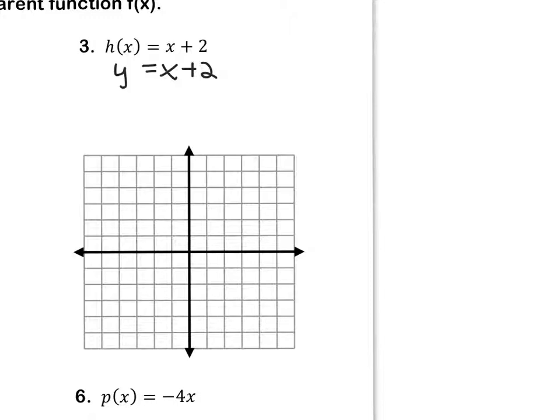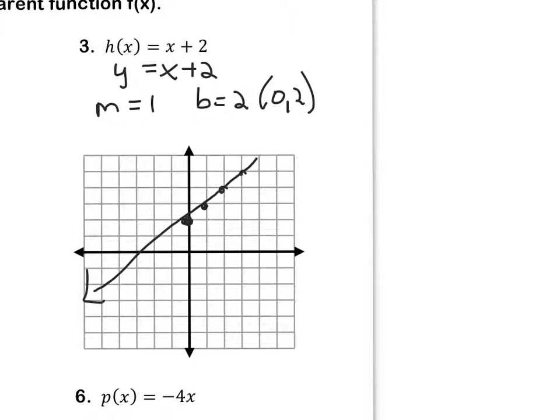So here is my function, h of x equals x plus 2, so write that down. It's the same thing as y equals x plus 2. Here my slope again is 1, my y-intercept is 2, and so I have 0, 2 is where I'll start. So I'll start here, and my slope is 1, so up 1 over 1, up 1 over 1, up 1 over 1. And then I label this as y equals x plus 2. And then I draw my parent function, which is y equals x, right here. It's always the same. So here's my parent function, which is y equals x.